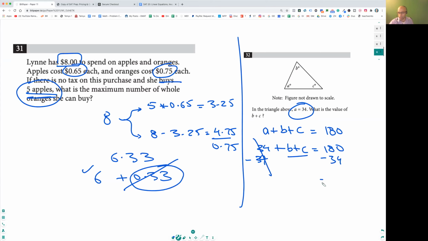This goes away, and so this answer is 146, right? 180 minus 34 is 146. So that's your answer, right?